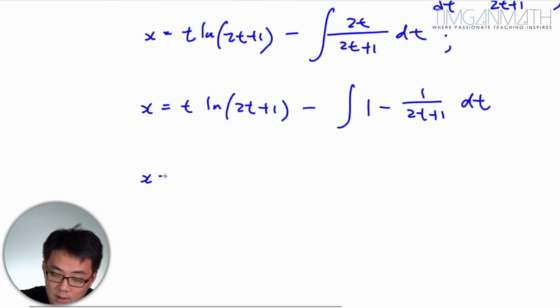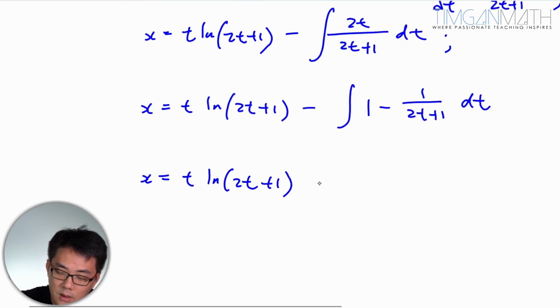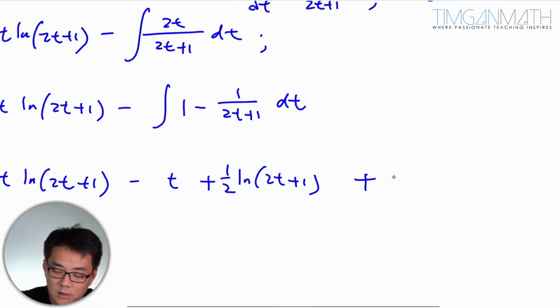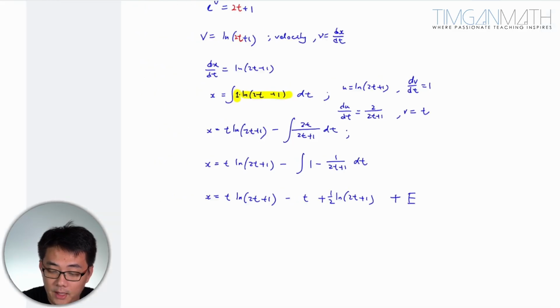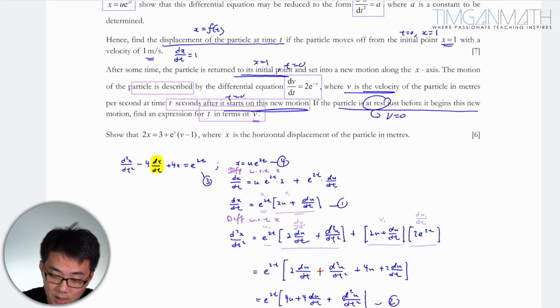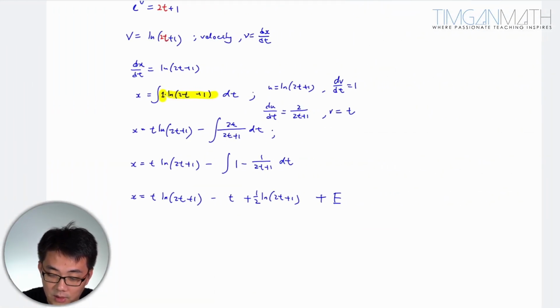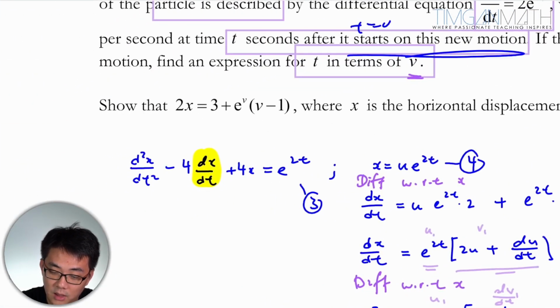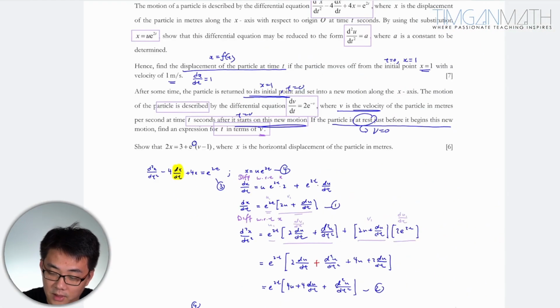Then what we get is x equals t ln(2t + 1) minus t plus ln(2t + 1) over 2 plus a constant. I'm not sure, okay, use e. Alright, you asked us to show, right? So we are getting there. We just need to make x the subject. Or in terms of v. Goodness, v is what we need.